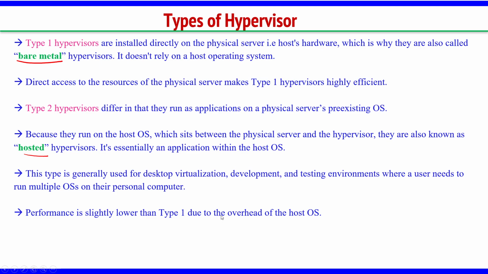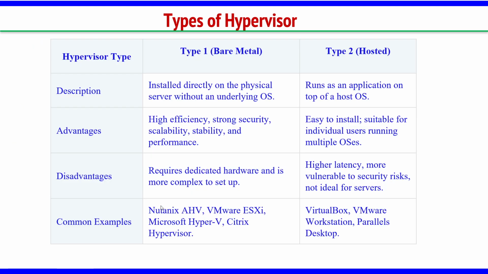Okay, so two different types of hypervisors: bare metal and hosted, right? Bare metal is installed directly on the physical hardware, whereas hosted is installed using the operating system of the host machine. So these are different types of hypervisors.